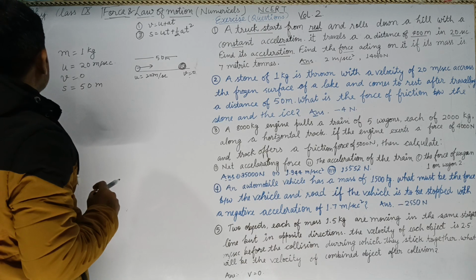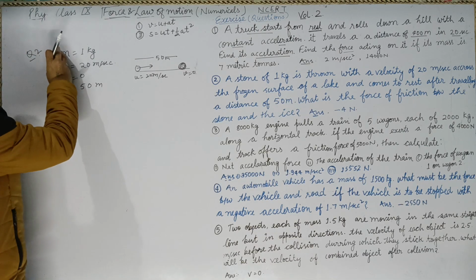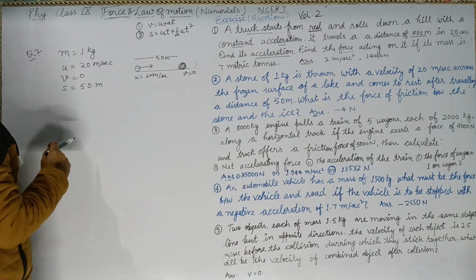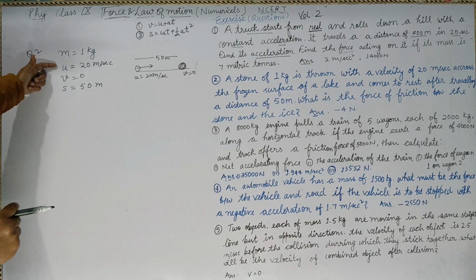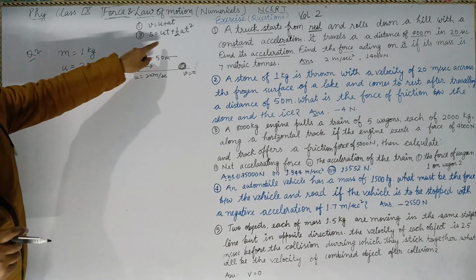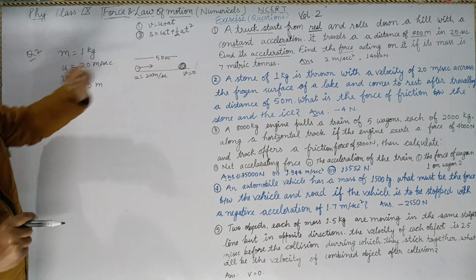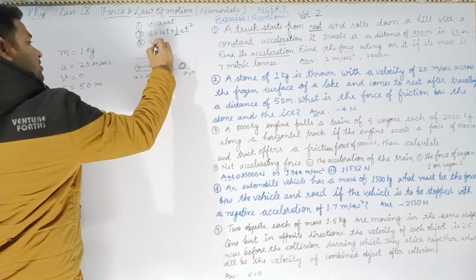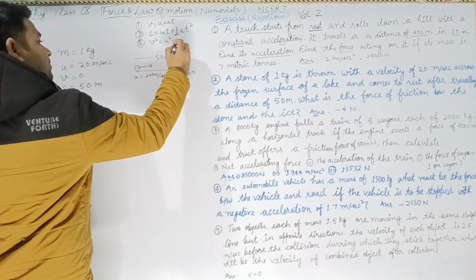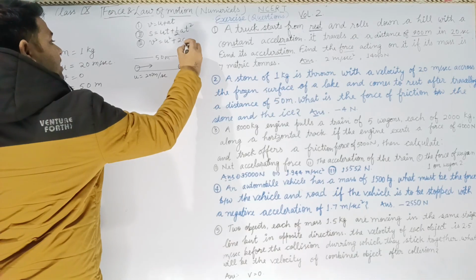So from the second equation of motion, time is not given here, so we cannot use the second equation of motion. So we know that the third equation of motion is v square equal to u square plus 2as.